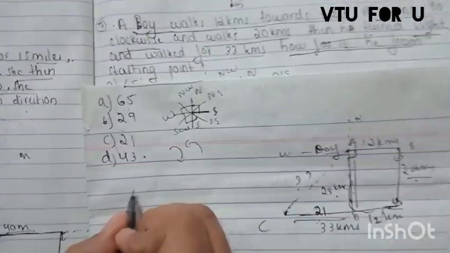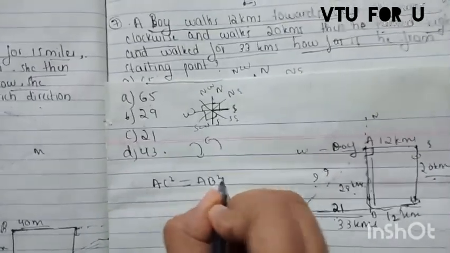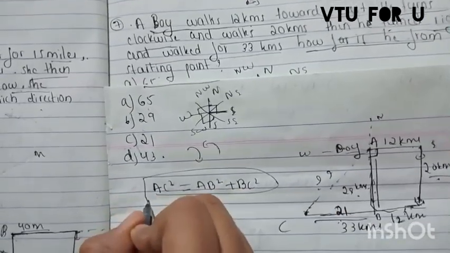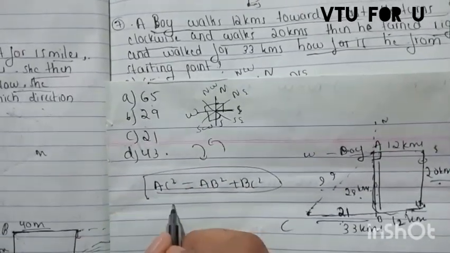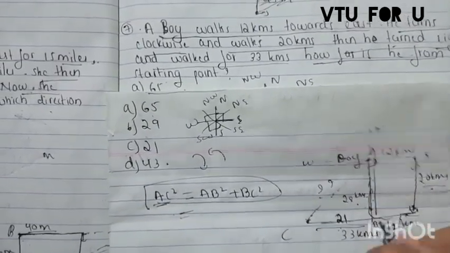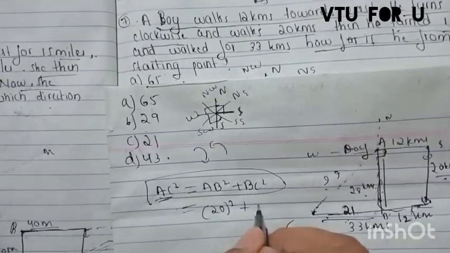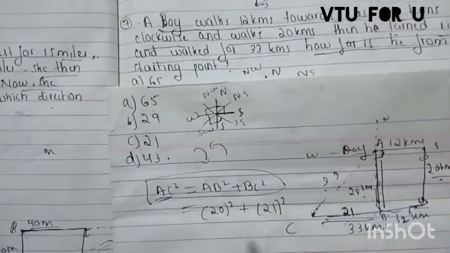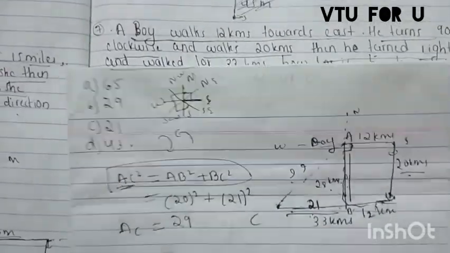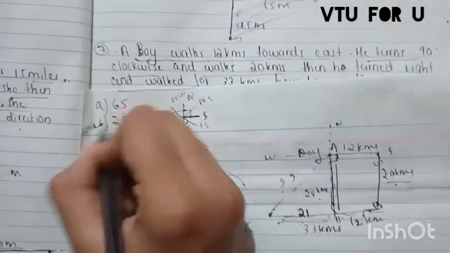You can easily find it by the formula. AC square is equal to AB square plus BC square. This is the hypotenuse formula which you should remember compulsorily. We don't know AC square, but we know AB square. This is A, this is B, so that is 20, the whole square. We know BC, that is 21, the whole square, and we will get the answer AC equal to 29. By solving correctly, you will get 29.